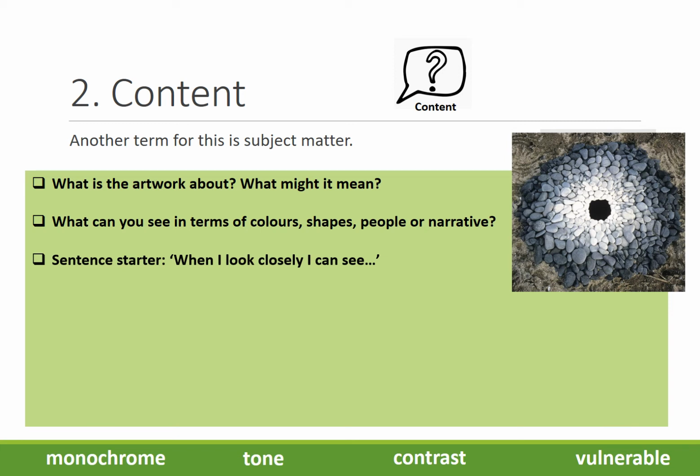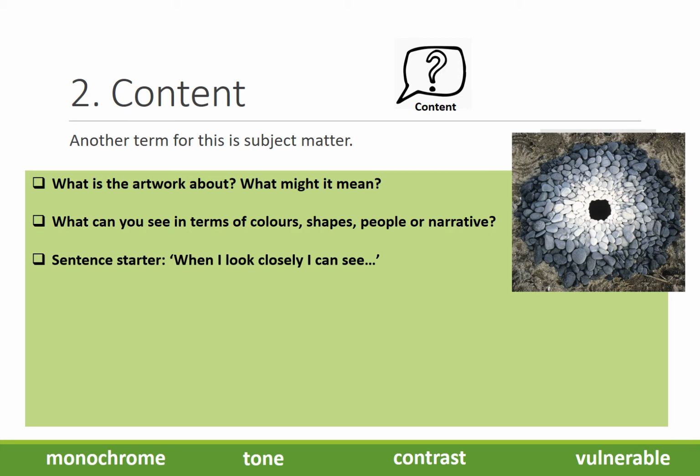My example uses some of these keywords at the bottom, so I just wanted to briefly recap those. Monochrome means one colour, but that quite often is used to describe images that are black and white. Tone refers to the change from light to dark. You should be very familiar with that by now. Contrast is when two very different elements are placed together. And vulnerable, when something's vulnerable, it means that it is likely to be exposed to danger or harm.